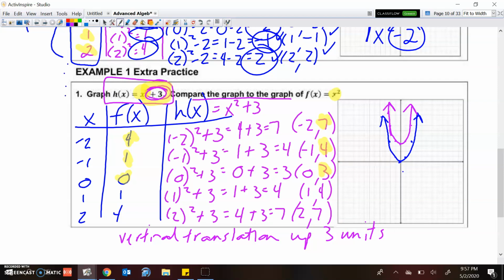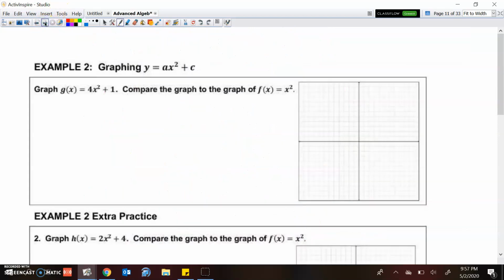It didn't get narrower or wider, no vertical stretch or shrink. It didn't flip over the x-axis because this is just a 1x squared. The only thing that changed is now there was a +3 when we compare it to the parent function. Okay? All right, let's keep going. I'd just like to do 2 more and then we'll be all set. Okay?